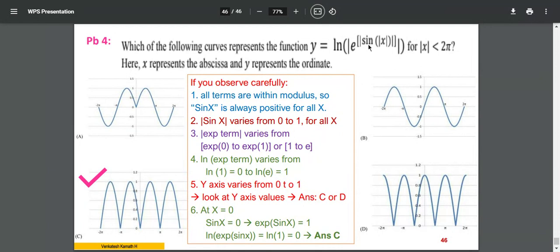Sin of 0 is 0. Then e power 0 is 1. Ln of 1 is 0. When you say ln of 1 is 0, that is, the y value is 0 for x is equal to 0. Again, you end up with answer A or B, because in both the values are zeros.